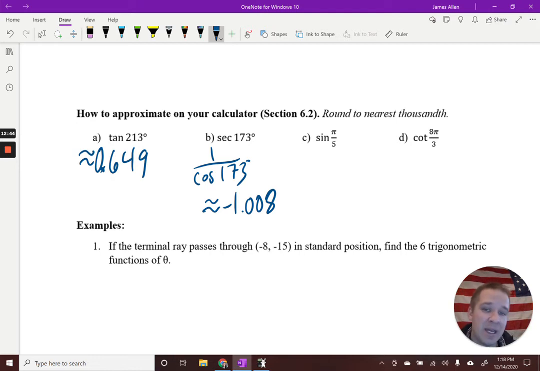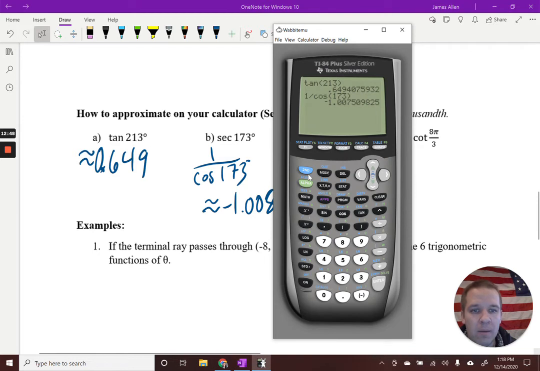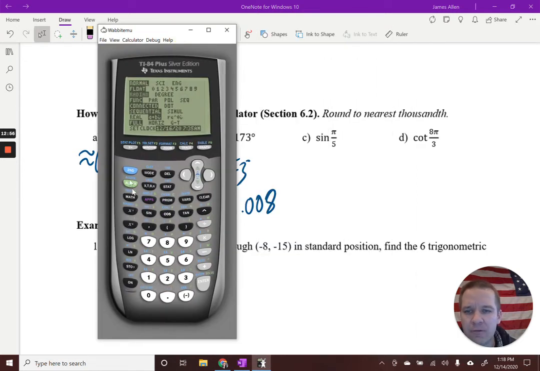Now I need to switch back into radian mode on my calculator. Don't want to mess that up. Boom. And then let's see here. We got pi over 5, sine of pi over 5. It is pronounced sine, right? Yep, it is pronounced sine, children.